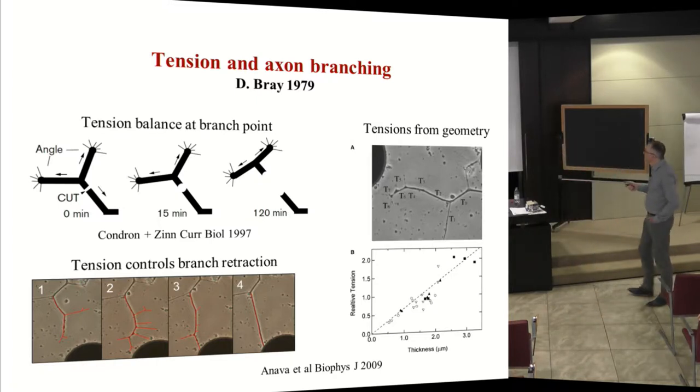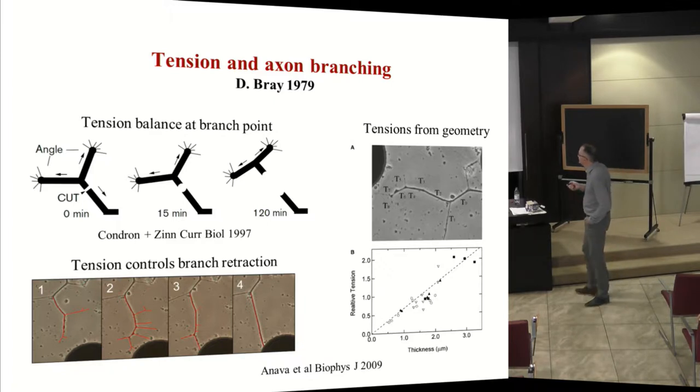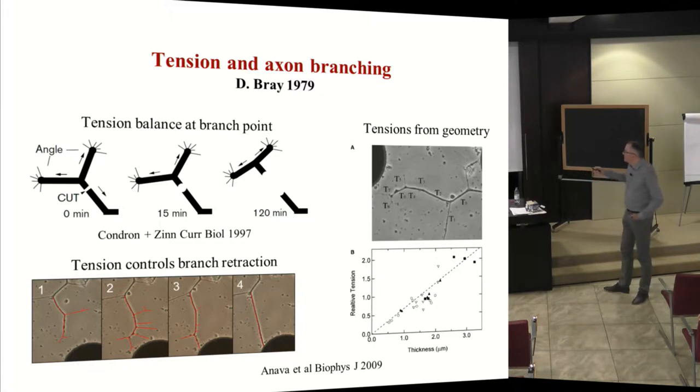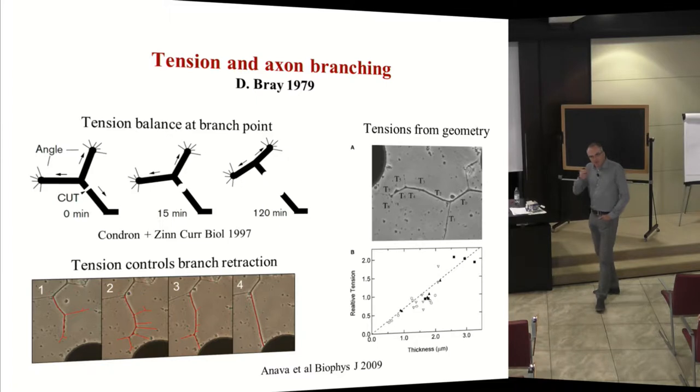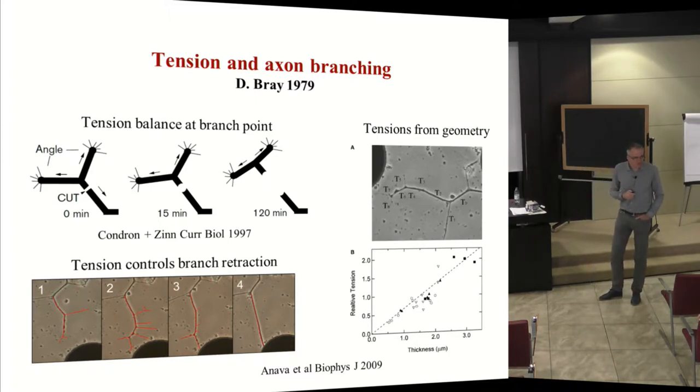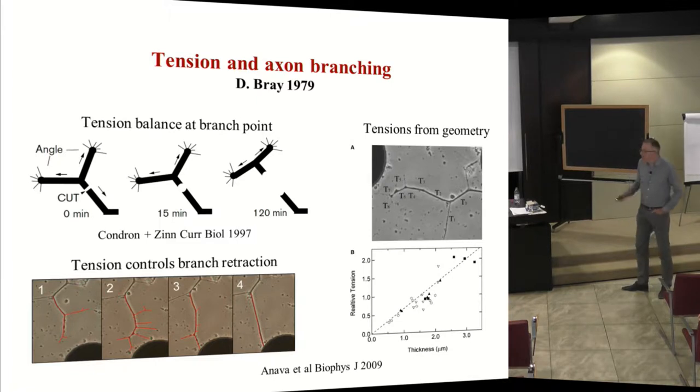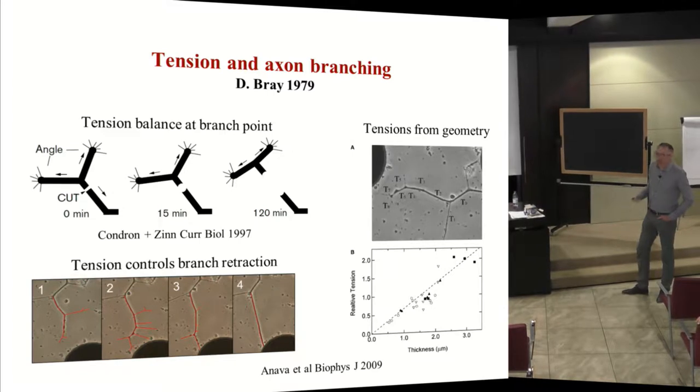So Dennis Bray was doing things like this in the 1970s and 80s. When you have a branched axon, if you believe in this force balance, then you can invert it, and from measuring the geometry, the angles, you can start inferring the tensions in the branched axon. So for example, here you would say this tension T0, I set it to 1. Then I measure these angles, and therefore I can calculate this tension T1 and T2. And then I continue like that through all the junctions.